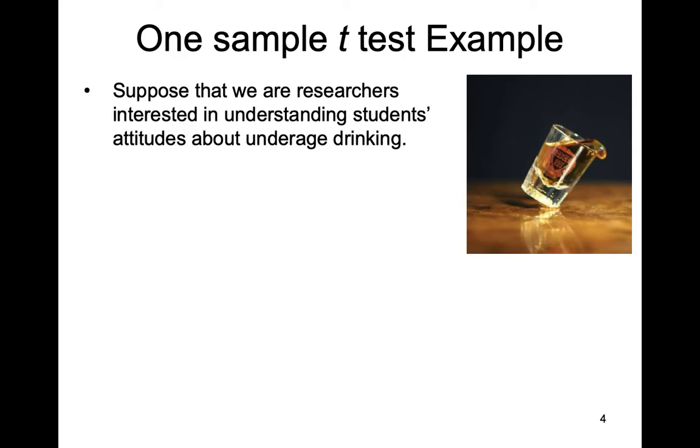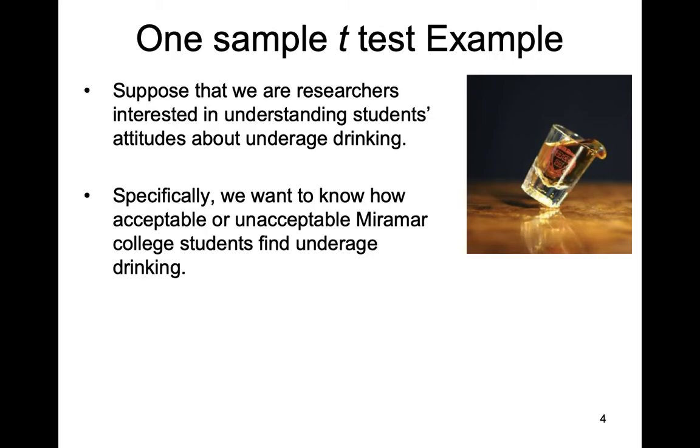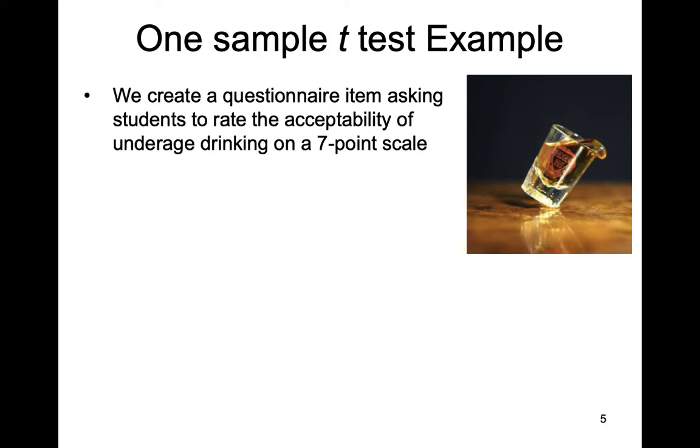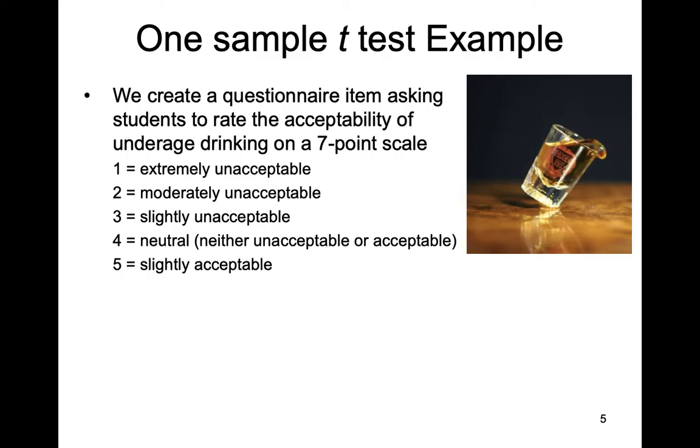Suppose that we're researchers and we are interested in understanding students' attitudes about underage drinking. Specifically, we want to know how acceptable or unacceptable Miramar College students find underage drinking. We create a questionnaire item asking students to rate the acceptability of underage drinking on a 7-point scale, where 1 is extremely unacceptable, 2 moderately, 3 slightly, 4 neutral, 5 slightly, 6 moderately acceptable, 7 extremely acceptable. So there's a range of attitudes that could range from 1 to 7.